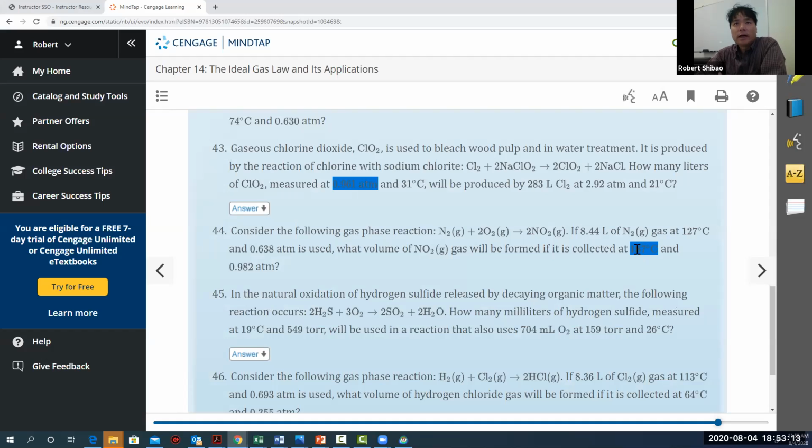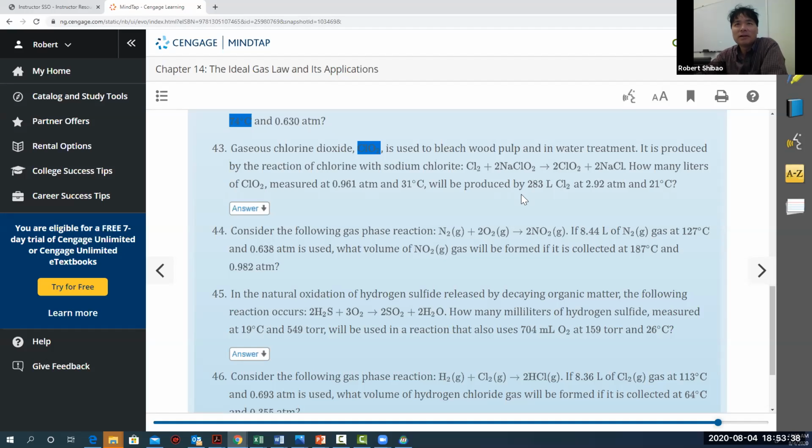Gaseous chlorine dioxide is used to bleach wood pulp and in water treatment. Okay, so chlorine dioxide is a bleaching agent. What makes it a bleaching agent? Bleaching agents are good oxidizers. Chlorine's a great oxidizer, and chlorine in different oxidation states. Chlorine in the 0 oxidation state is a good one. Chlorine in the plus oxidation state. Chlorine in the negative oxidation state isn't a good bleaching agent.